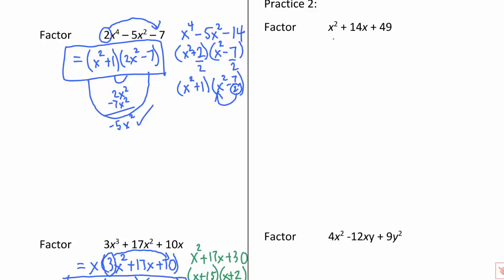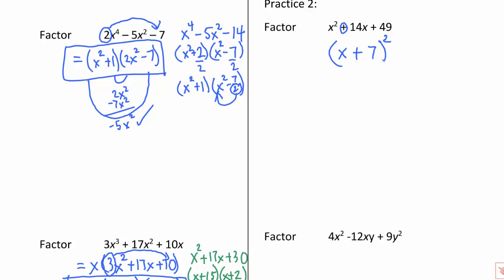Then because of that, it's always going to be in the form of something squared. Okay? Now the question is what are those things? Well, what's the square root of x squared? x. What's the square root of 49? 7. The question is, what about the sign in between? Well, it's always right here. So there has to be a plus.